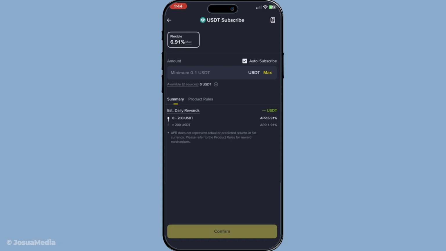Always keep your eyes on the market and stay adjusted to any changes or updates in your savings terms. And there you have it, a comprehensive guide to calculating daily and monthly interest on Binance savings. By following these steps, you'll be in a better position to understand your potential earnings and manage your investments more effectively.